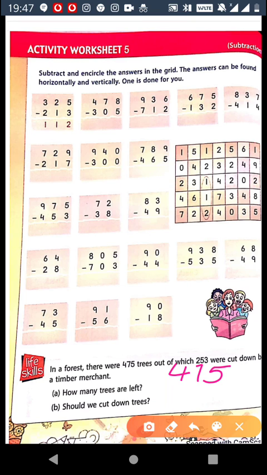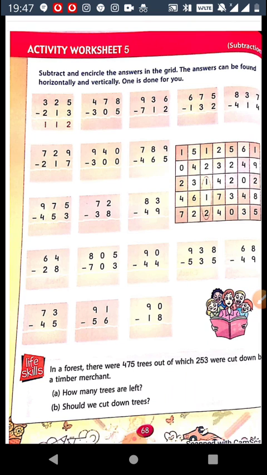So that is 475 minus 253. So 5 minus 3 is 2. 7 minus 5 is 2. 4 minus 2 is 2. Okay, and you can check the subtraction also by adding. 2 plus 3 is equal to 5. 2 plus 5, 7, and 2 plus 2, 4. So how many trees were left? 222 trees were left after cutting some trees.